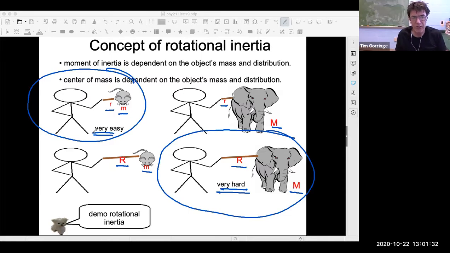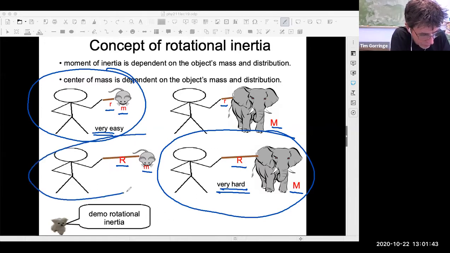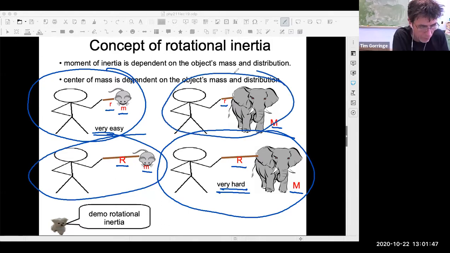It's easy to change the rotational motion of the mouse on the short string. It's much harder to change the rotational motion of the elephant on the long string. The other cases are somewhere in between. So this case here, mouse on long string, and this case here, elephant on short string, are somewhere between the easiest and the hardest, in the top left and the bottom right.